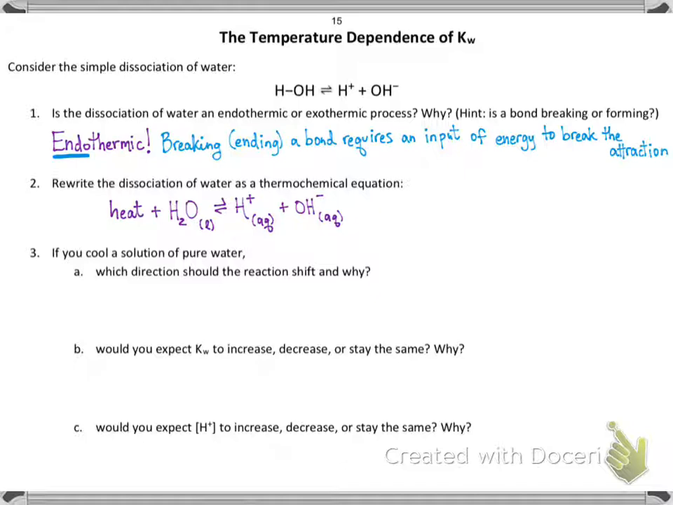Now that we have a thermochemical equation and we know where heat is located, we can actually predict what will happen to Kw if we heat or cool the solution. Well, in this case, pure water. So we are going to cool a solution of pure water, and we want to predict the direction the reaction is going to shift. You can do this using the glories of Le Chatelier, so you should try it. And when you're ready to check your answer, unpause the video.